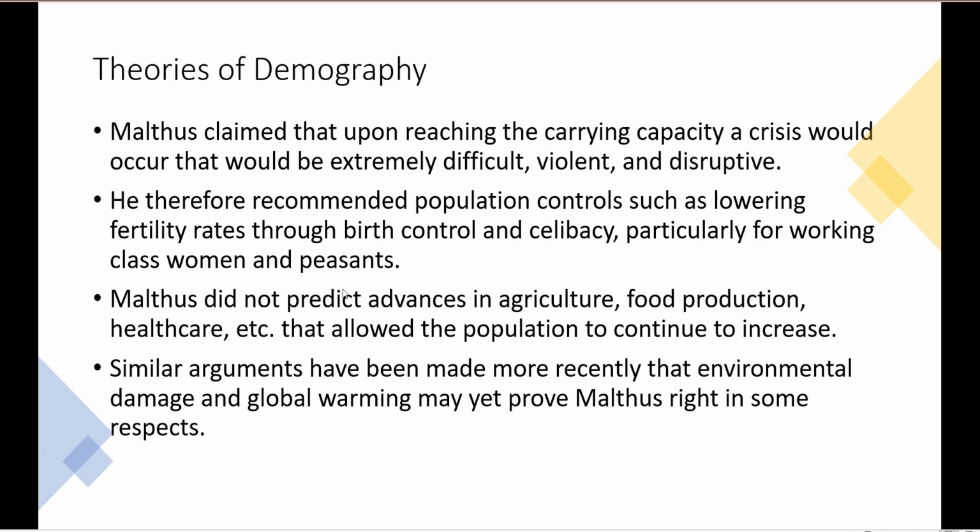Malthus, however, has been proven largely incorrect, mostly because Malthus did not predict advances in agriculture, food production, healthcare, etc., that allowed our population to continue to increase despite reaching what he thought would be the carrying capacity. Similar arguments have been made more recently that environmental damage and global warming may yet prove Malthus right. So there's some arguments that are now saying that we might reach a point where the environmental damage and global warming may decrease Earth's carrying capacity, and that remains to be seen.